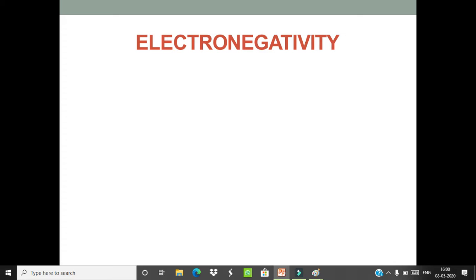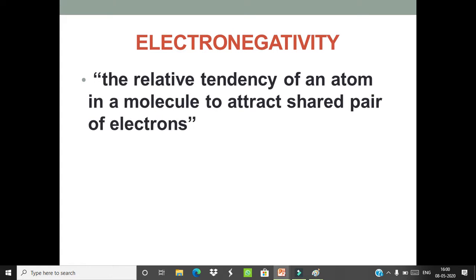Now our next periodic trend is electronegativity. Basically this term is involved during the formation of a covalent bond because it is a relative periodic trend. It is the relative tendency of an atom in a molecule to attract the shared pair of electrons. These shared pairs of electrons are present inside the covalent bond.